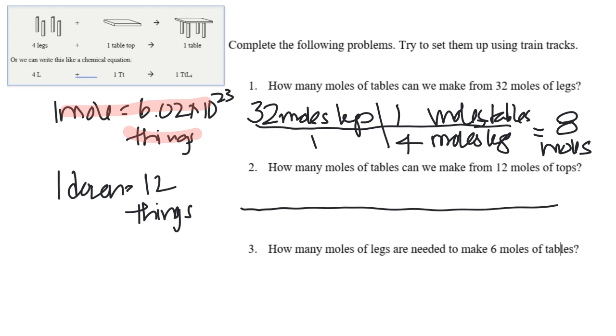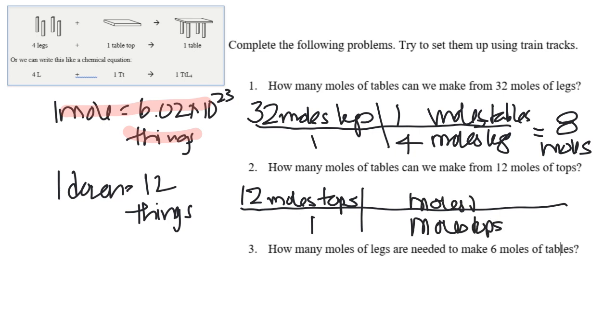Okay, the next example: how many moles of tables can we make from 12 moles of tops? It's exactly the same as if I said, how many tables can I make from 12 tops? The ratio still works. So I have 12 moles of tops, put it over 1. Moles of tops comes down. Moles of tables come to the top. And it's a 1 to 1 ratio. And so I know that I can make 12 moles of tables.